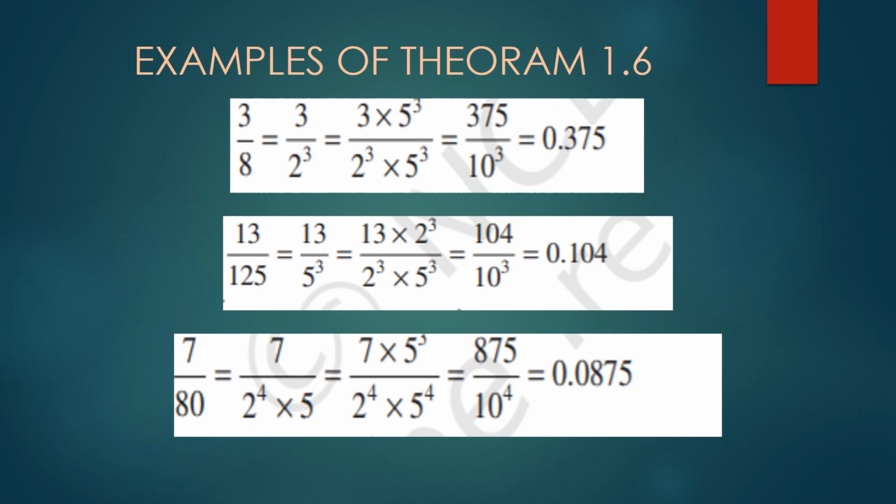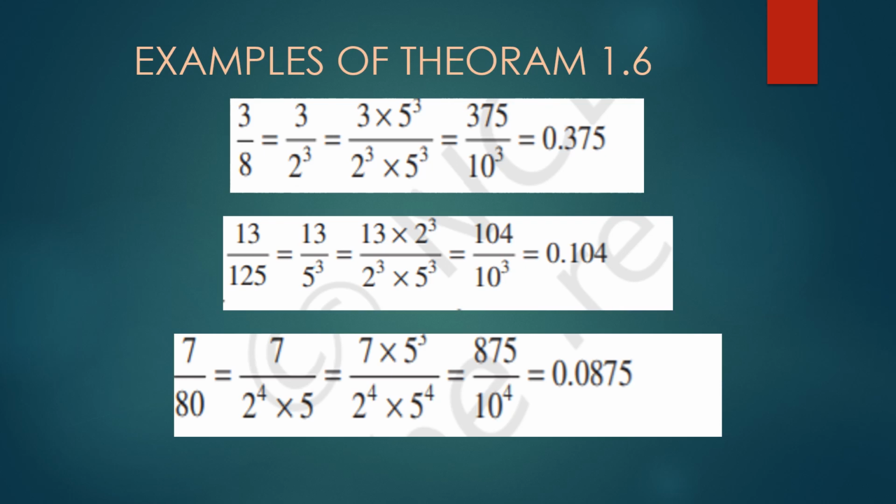So here again in the numerator we will multiply by the same 5 power 3. Now 5 power 3 is 125, and 125 into 3 is 375. So 375 upon 10 cubed. So 10 cubed means 1000, and the decimal point will be placed 3 digits from the right side.